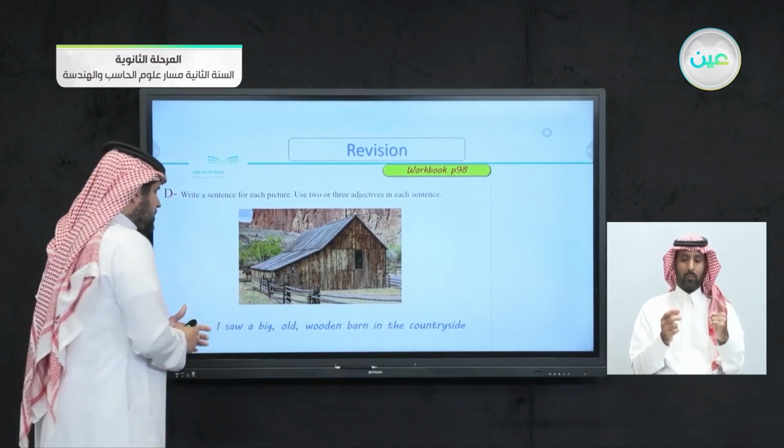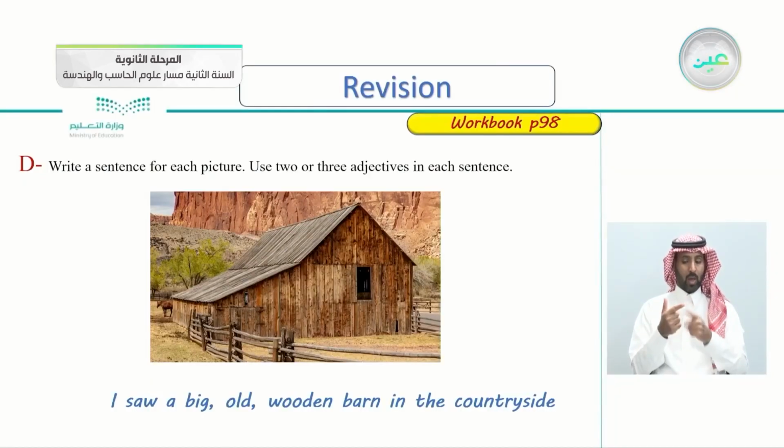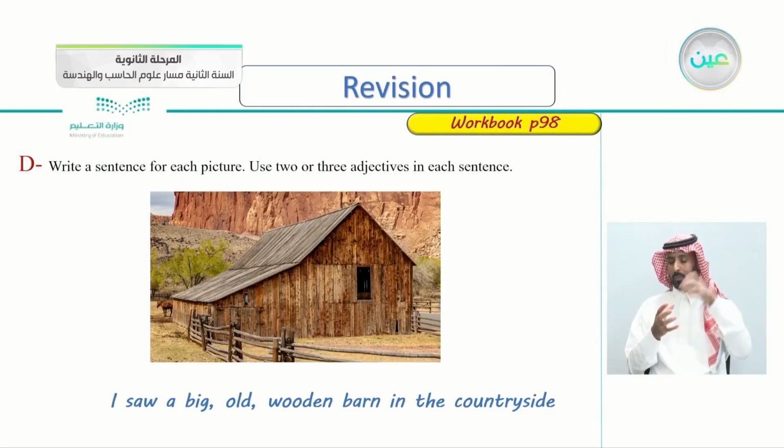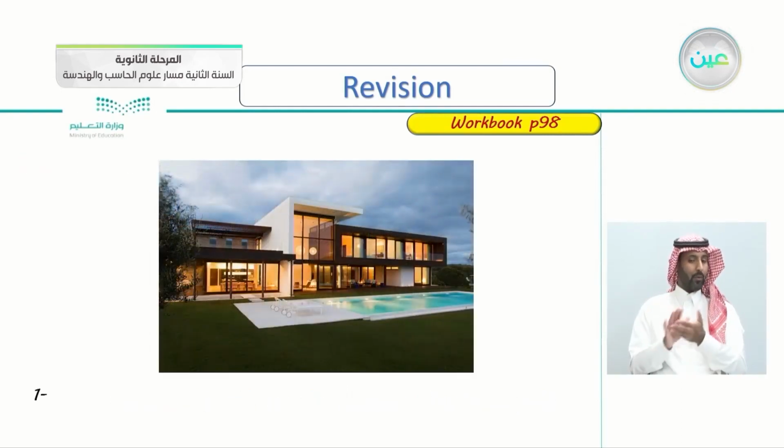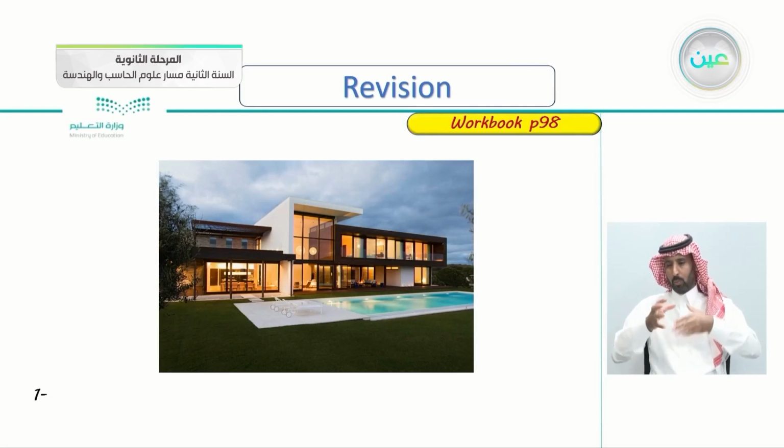The first one is already done for you. I saw a big, old wooden barn in the countryside. Big, this is a size. Old, age. Wooden, this is a material. Barn in the countryside. So I saw a big old wooden barn in the countryside. So the first picture here, you see a house here with a swimming pool. So it's almost a big house with a swimming pool.